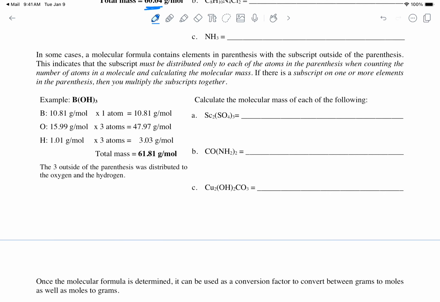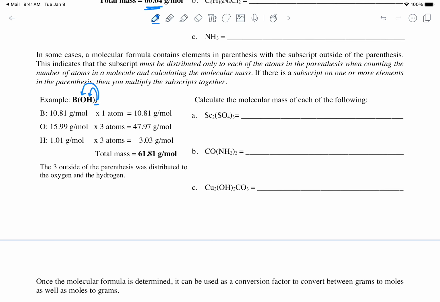Okay, so the example I have here is B(OH)3. Now, the 3 is on the outside of the parentheses, meaning that the 3 applies to the oxygen as well as the hydrogen. It does not apply to the B, the boron, because the boron is outside of the parentheses. Just like you would see in a math equation when you have an exponent outside of the parentheses, it only applies to whatever variables or numbers are in the parentheses. It's the same thing here. So you have to distribute it accordingly.